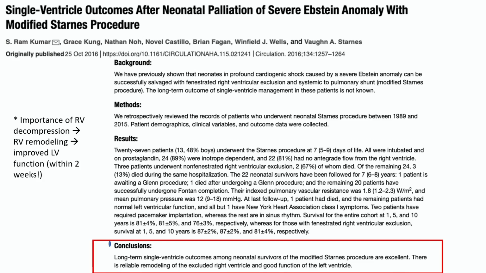Well, how does this work? This was a recent study looking at single ventricle outcomes after neonatal palliation with the modified Starnes procedure, and the conclusion was that the long-term single ventricle outcomes among neonatal survivors of the modified Starnes are excellent. There is a reliable remodeling of the excluded right ventricle and good function of the left ventricle. So at this point in 2023, we are giving indomethacin to these patients with circular shunts. We are doing the modified Starnes procedure. So I think that there is hope for this population, which before was pretty hopeless.